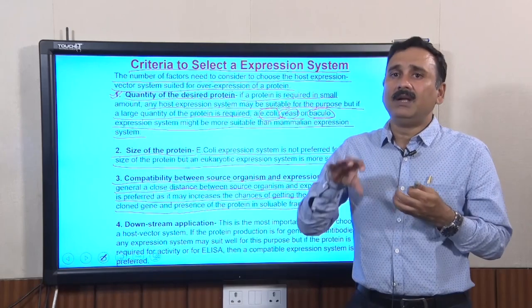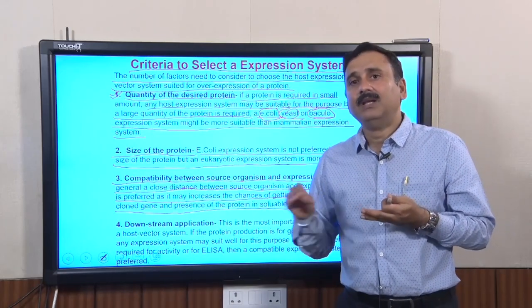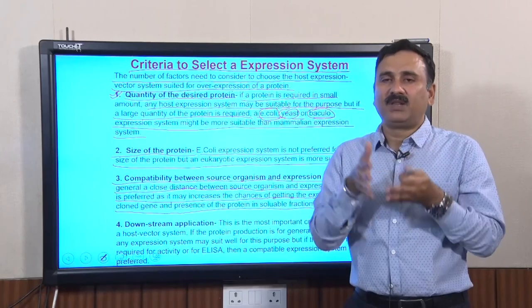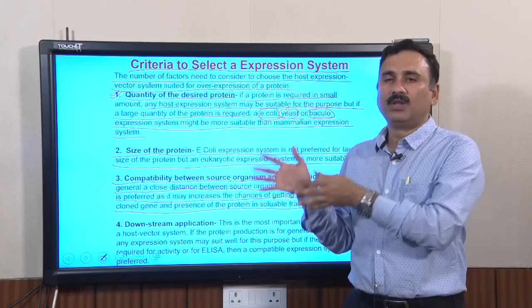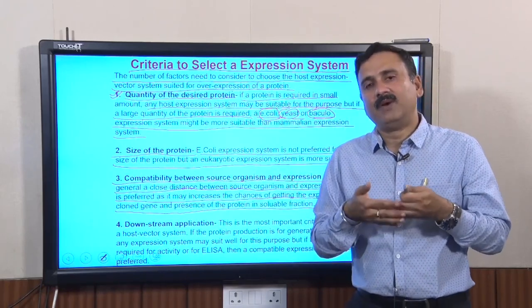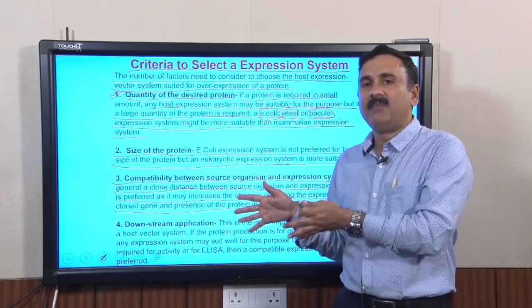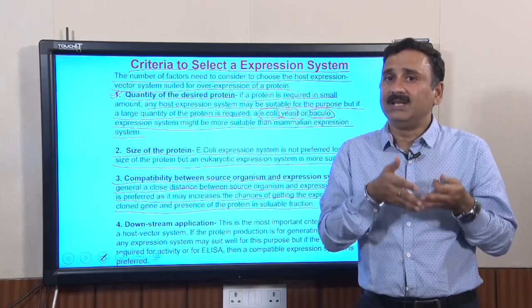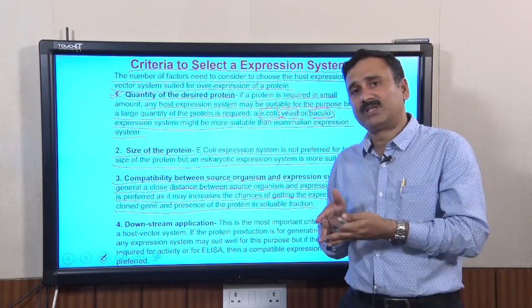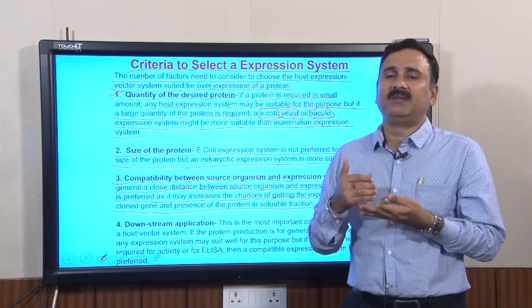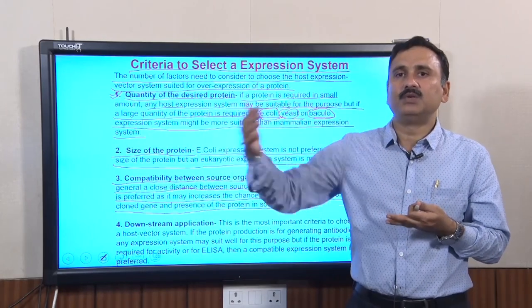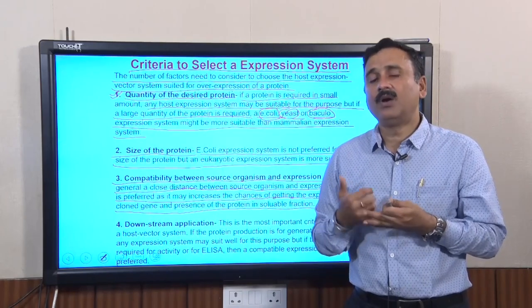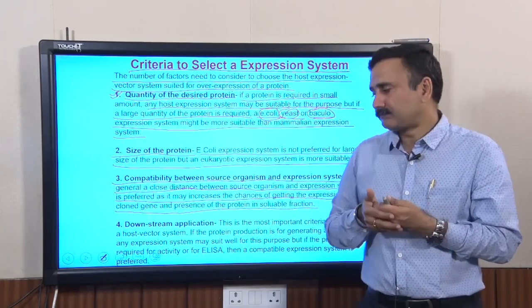So that's why it is always advisable that you choose an expression system and source organism which are very close. For example, in the case of rabbit, we might have to choose the yeast or the baculo expression system, because these systems are much closer to the eukaryotic system or the mammalian system.